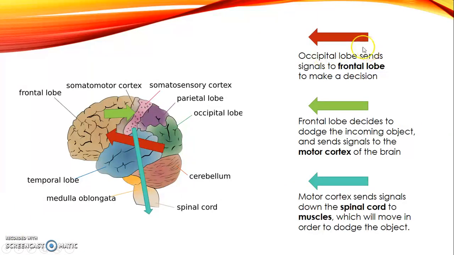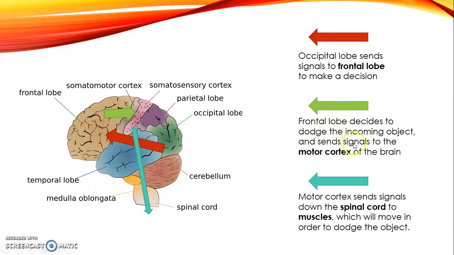The occipital lobe then sends the signal that it got to the frontal lobe. And the frontal lobe is where all decision making happens. So here, this is where the brain is going to decide whether Alex should try to catch the ball or run out of the way. But the decision making is made in the frontal lobe. In this case, the frontal lobe is deciding to dodge the object.